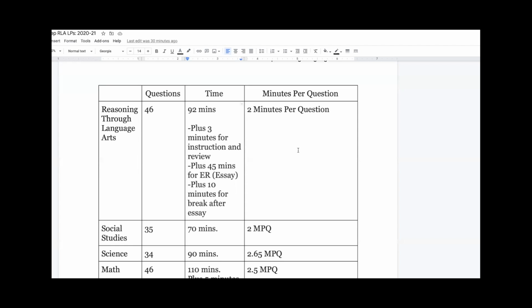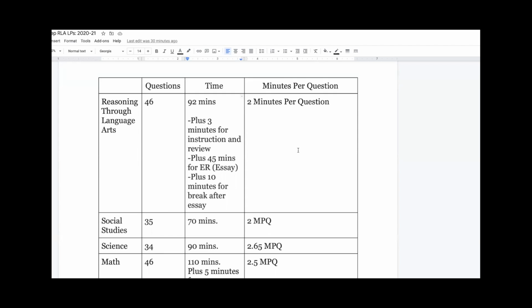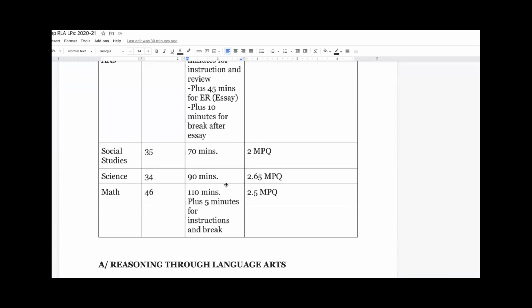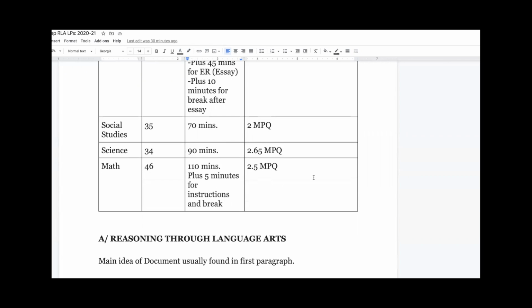So again, language arts, 2 minutes. Social studies, 2 minutes, 35 questions. Science is a little more complicated. They understand that. About 34 problems, so you're looking at about 2.65 minutes per question. And in the math, you're looking at about 2.5 minutes per question.